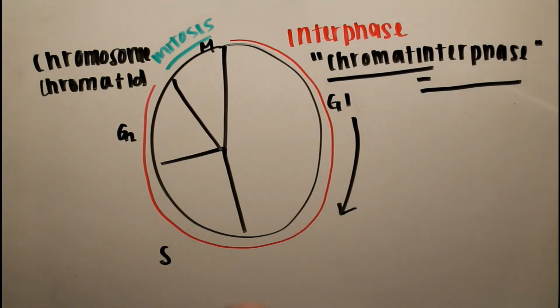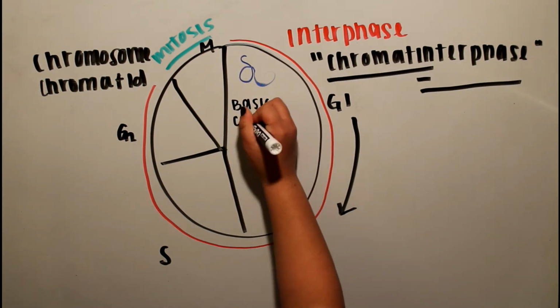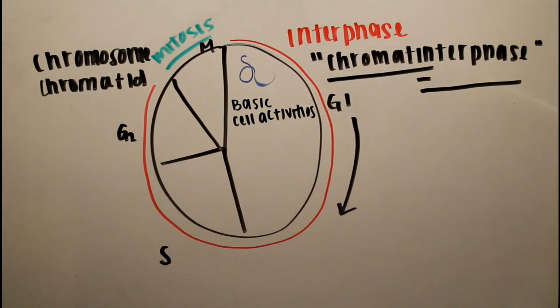In G1, there is one strand of chromatin, shown by the blue. During G1, the cell goes through basic cell activities, such as growing, repairing its DNA, and other basic day-to-day functions. These can vary based on the cell type.